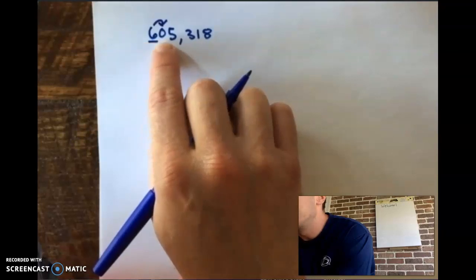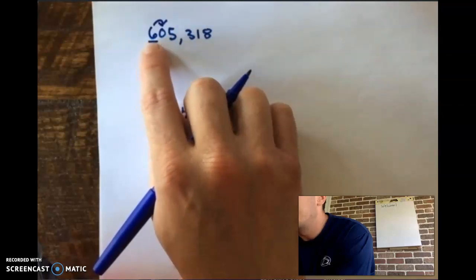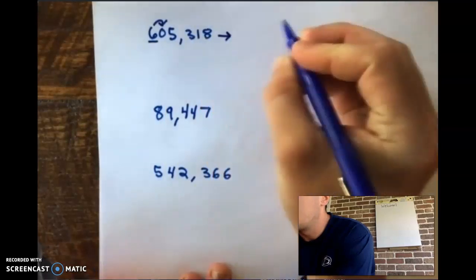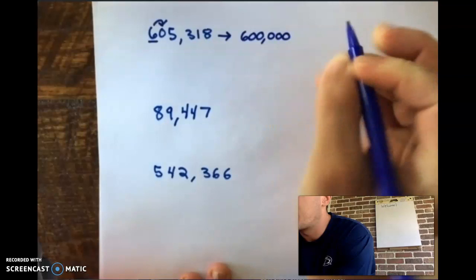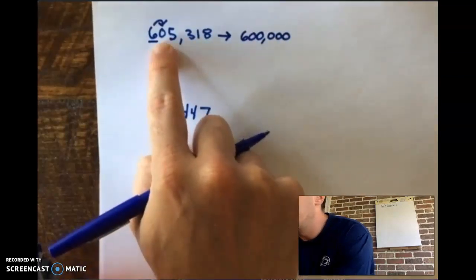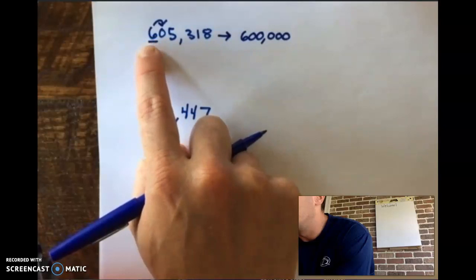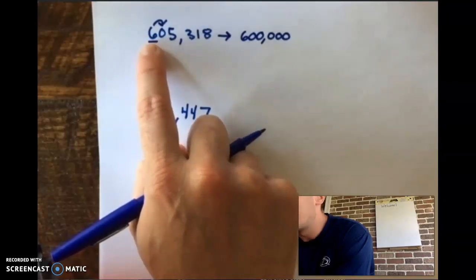So since this is a 0, which falls in the category of 4 and below, let it go, this 6 is going to stay a 6. So the rounded number becomes 600,000. If this 0 was a 5 or above, this would move up to 700,000. The 6 will never go down. It will either stay the same or go up.